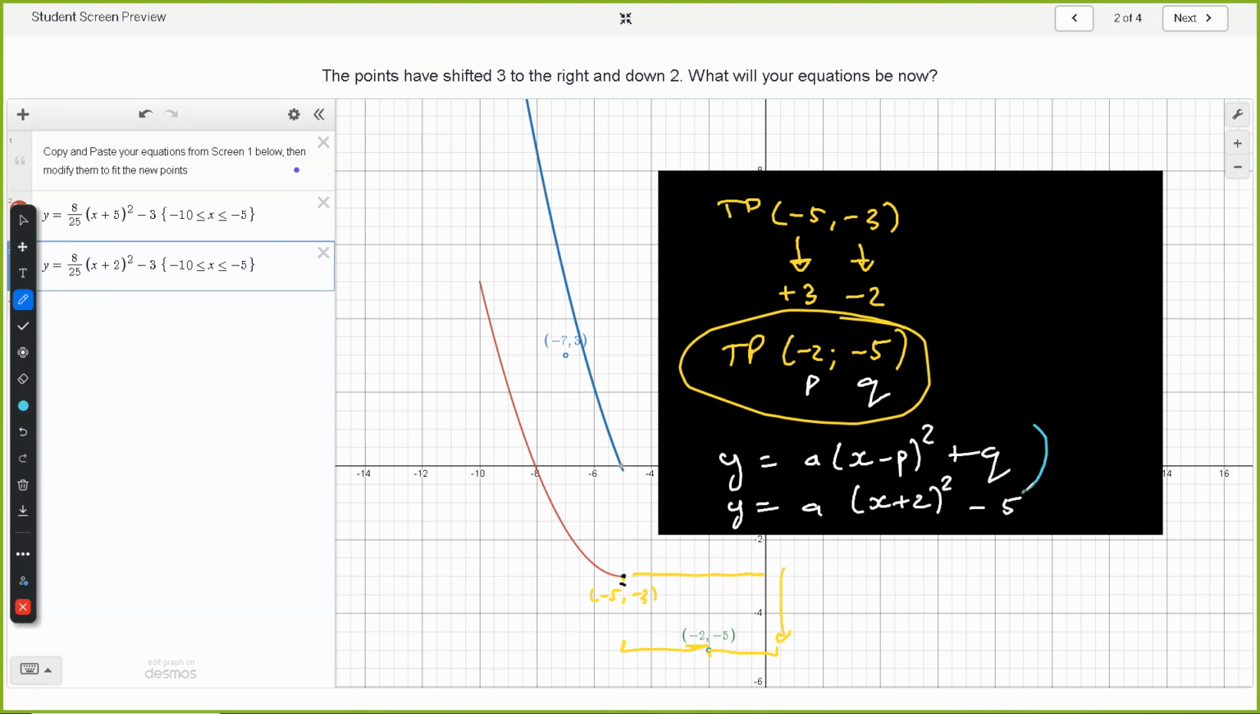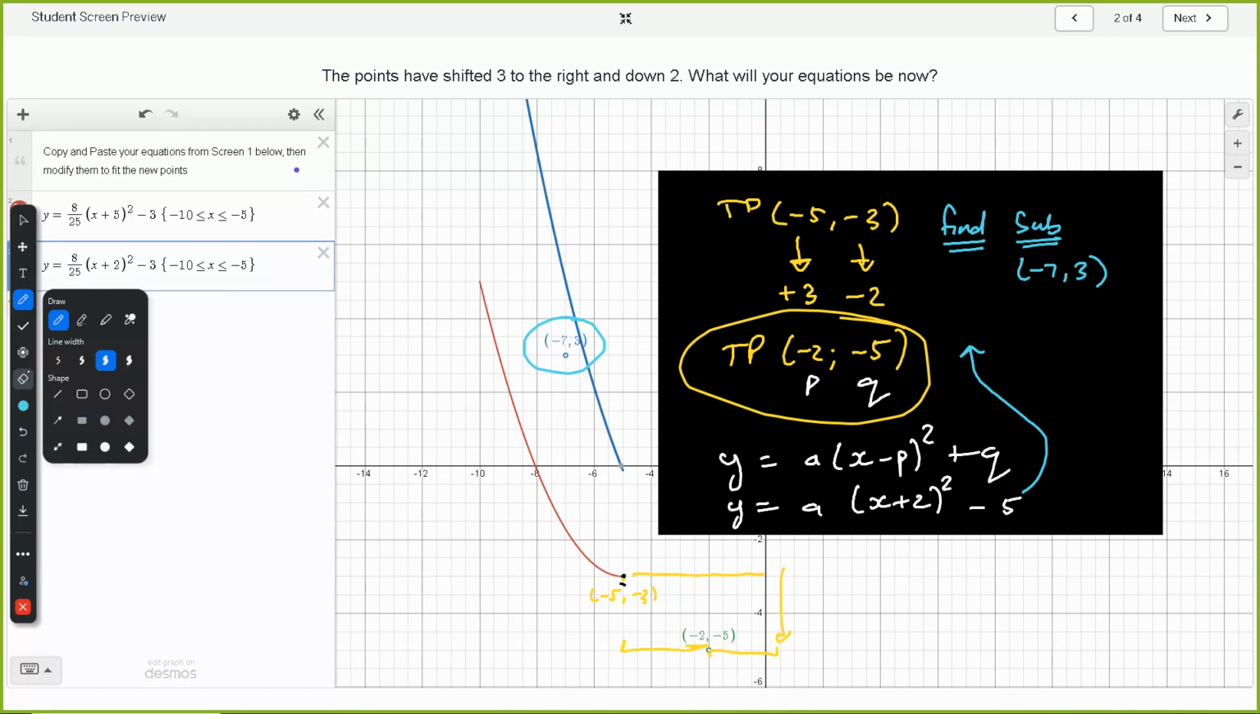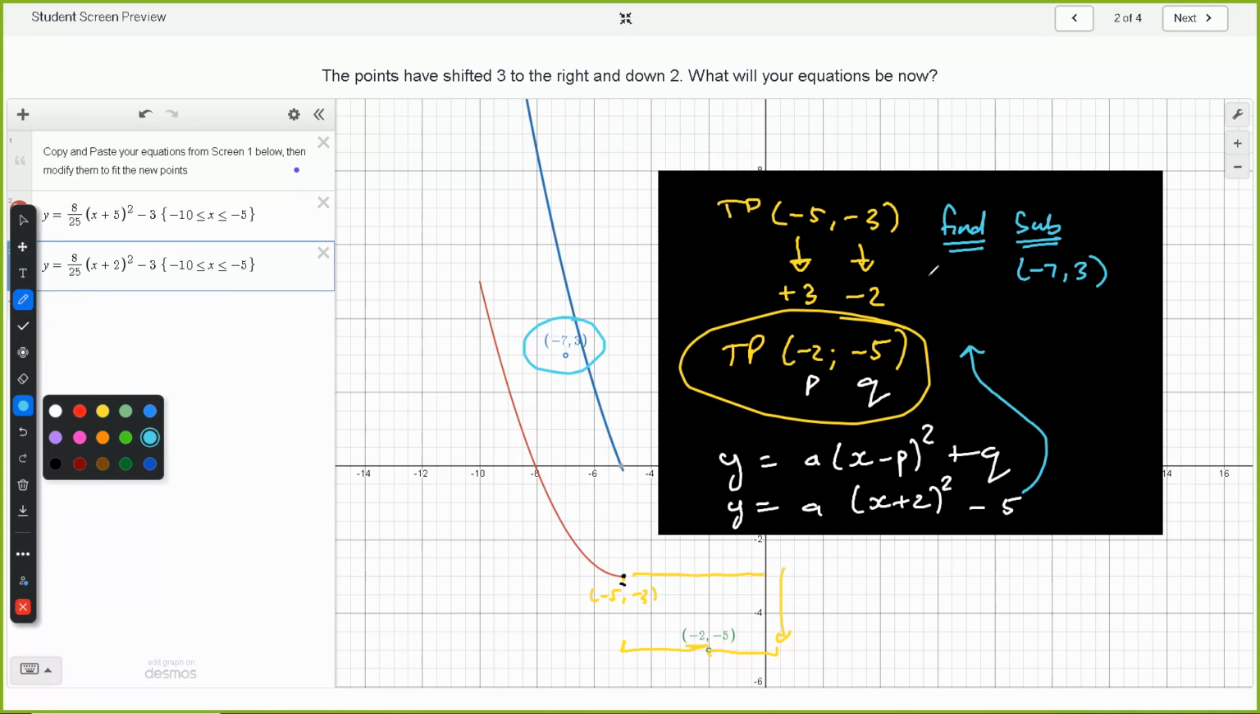And from here now, I need to find my a value, and we know how to find a values if we're given the other 2 points. We just got to substitute that point in there. And so we'll substitute -7 and 3 into this equation here. Okay, and see how far we can get here.